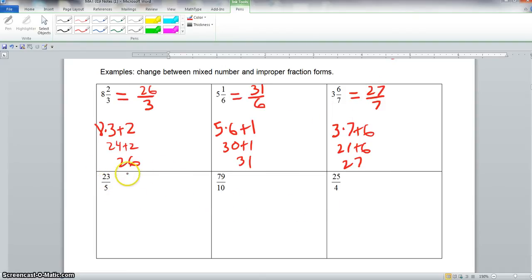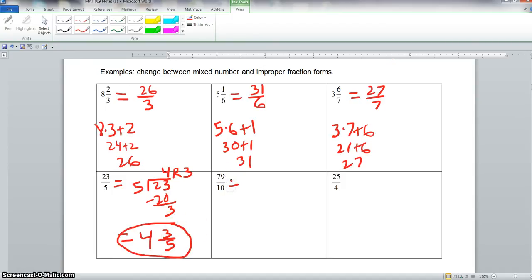Now we have these improper fractions. We do a little division. So we'll say 5 into 23. 5 goes into 23 4 times, and then we will have a remainder of 3. So our whole number would be 4. Our denominator will remain the same, which is 5. And our numerator is the remainder. So it'd be 4 3/5.